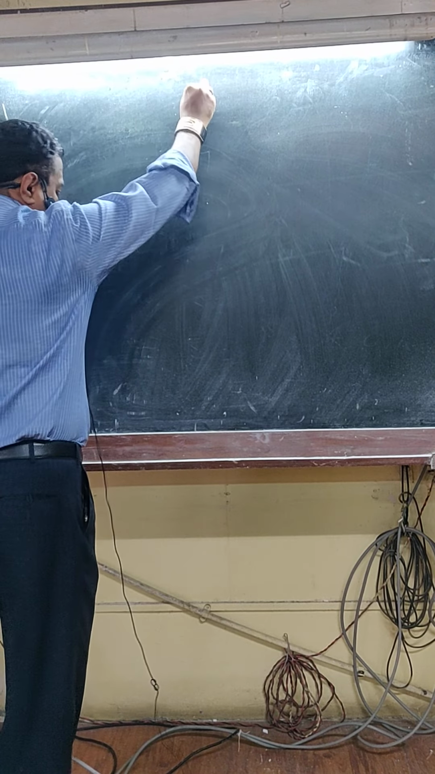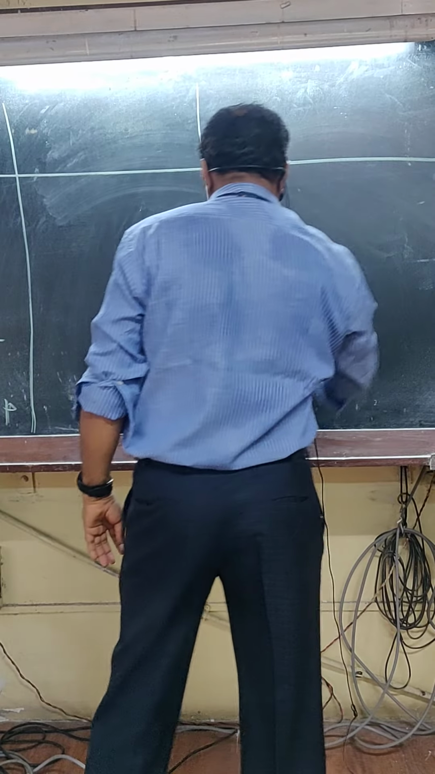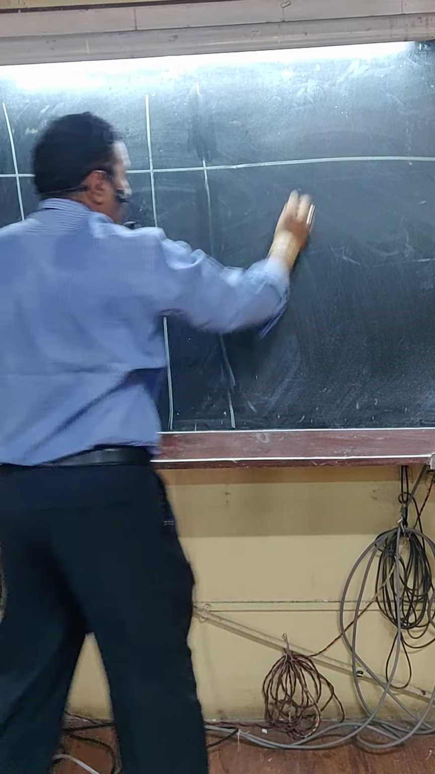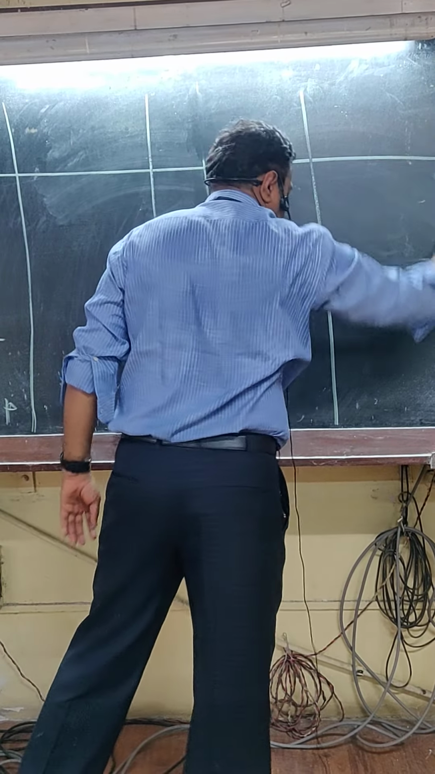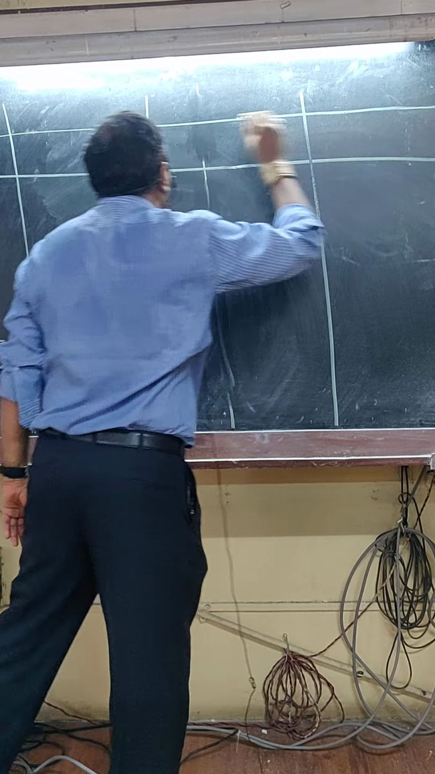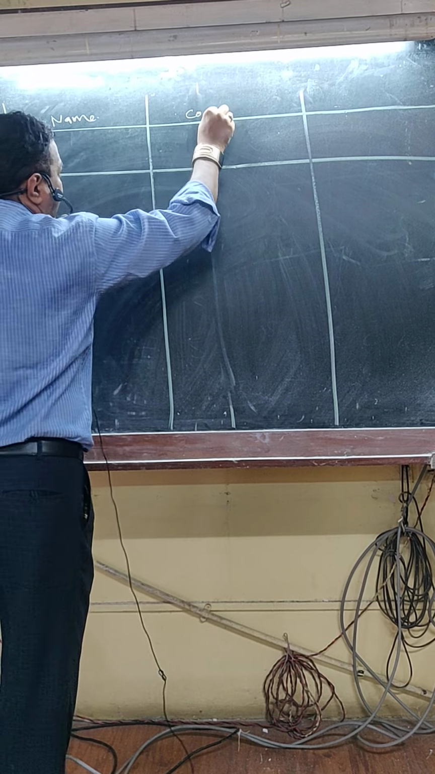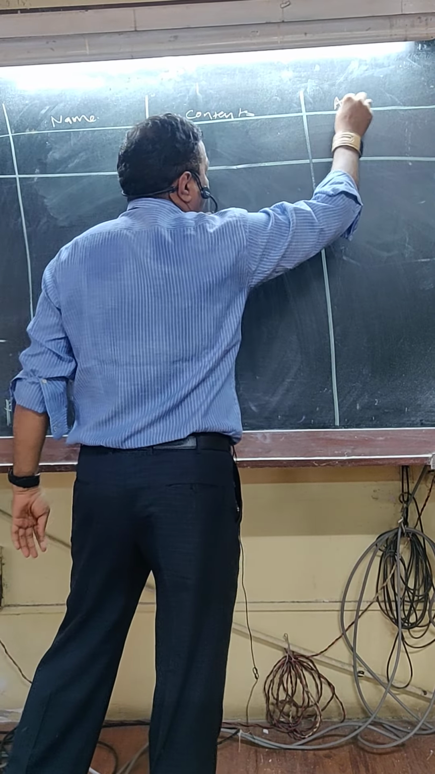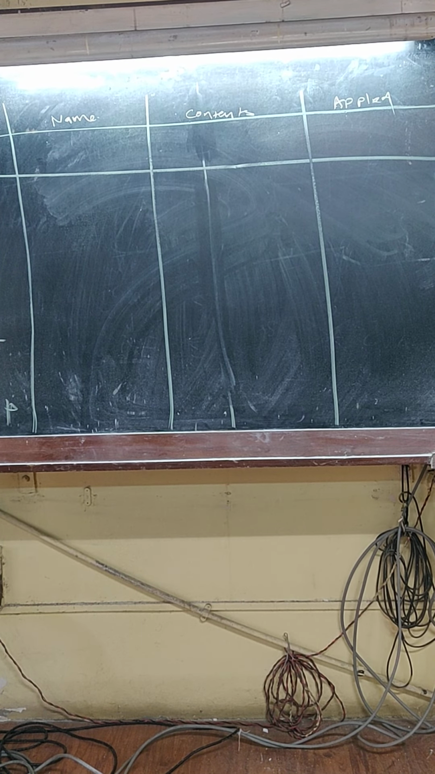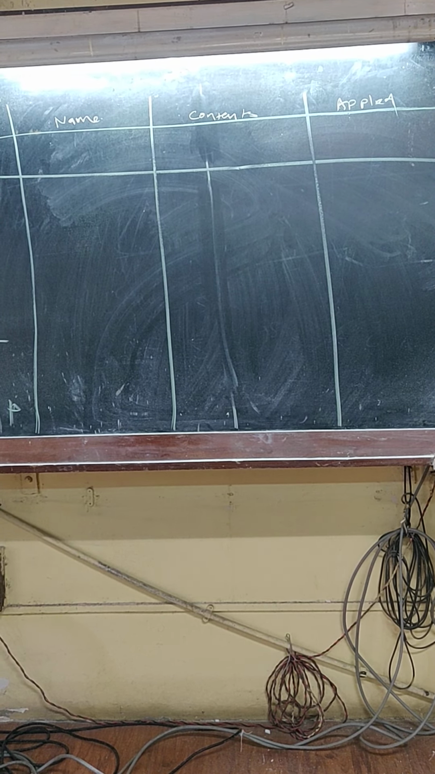This shows the name of the layer. This also tells about, I am making a table. So what is the name of the layer? What are the contents of the layer? And what is the applied anatomy of the layer? Name of the layer, content and applied anatomy. Okay?